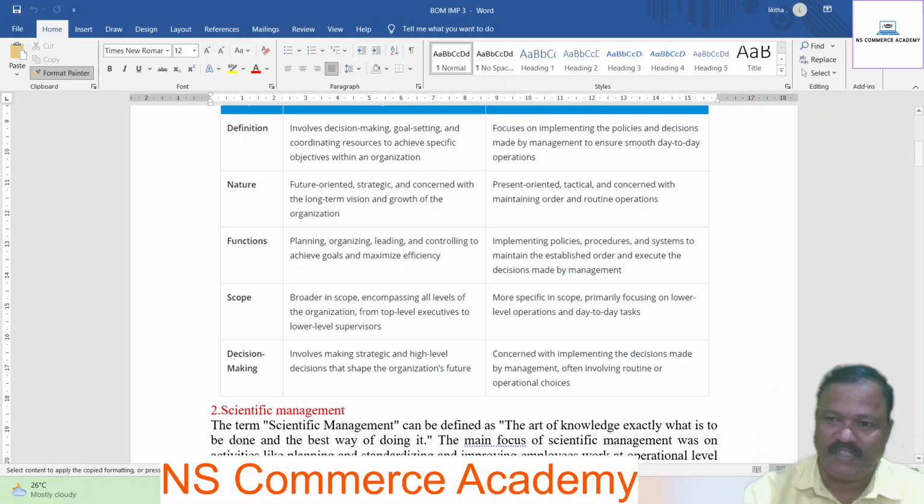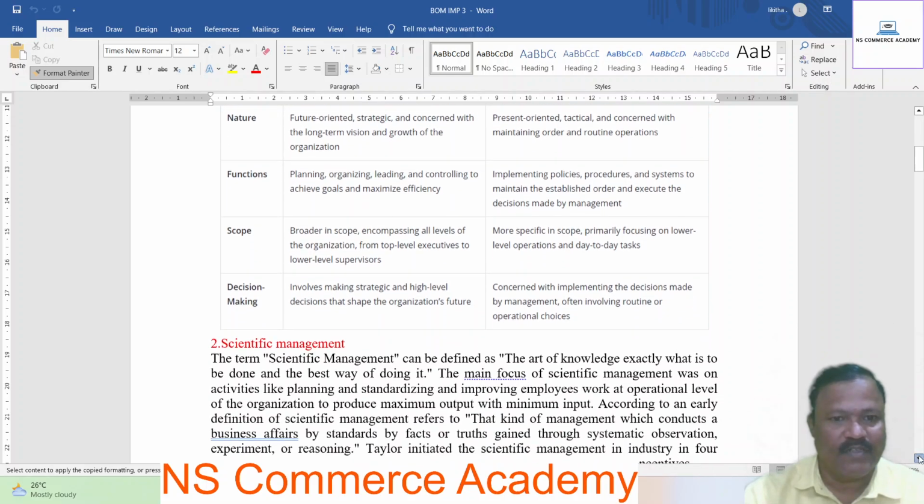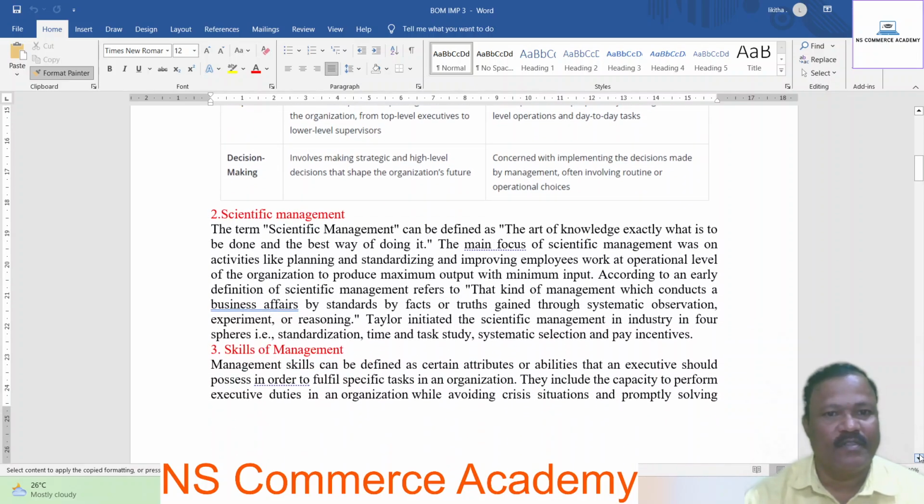Okay, next we come to the second question, scientific management. The term scientific management can be defined as the art of knowing exactly what is to be done and the best way of doing it. The main focus of scientific management was on activities like planning, standardizing, and improving employees' work at the operational level of the organization to produce maximum output with minimum input.